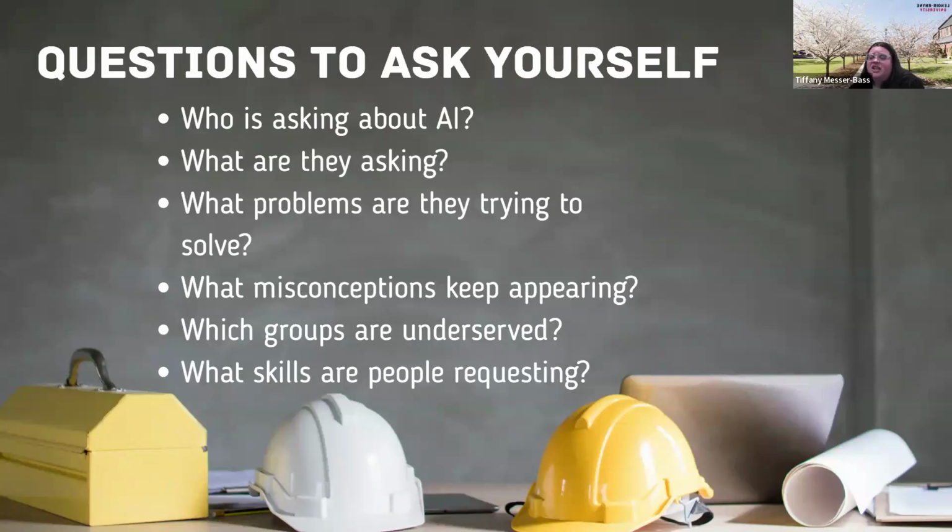What groups are undereducated and underserved? How can you best meet their needs? How can you bring them into your space and interact with AI in a positive, ethical way? And what skills are people requesting? That goes back to tapping into your local community. Look at jobs, look at if you're helping someone look for a job in a public library, or if you are working with university students that are about to go out into the world, what skills are they going to need to know? And what skills are people requesting to know more about?